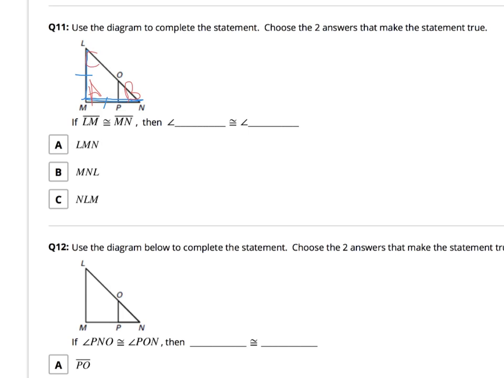And then here's choice C. Which 2 of those need to be congruent to each other?